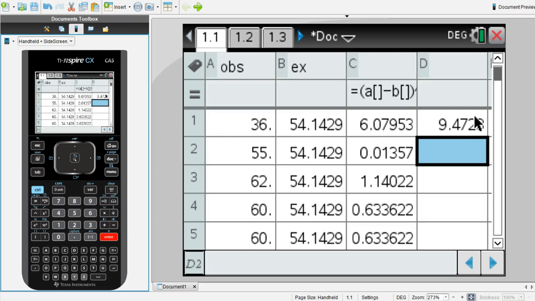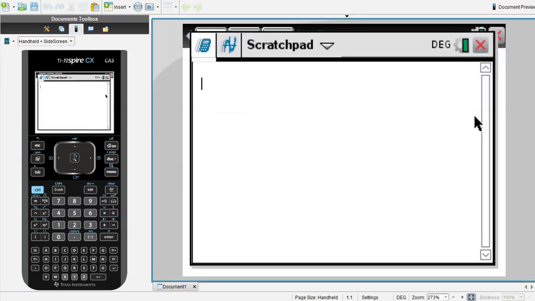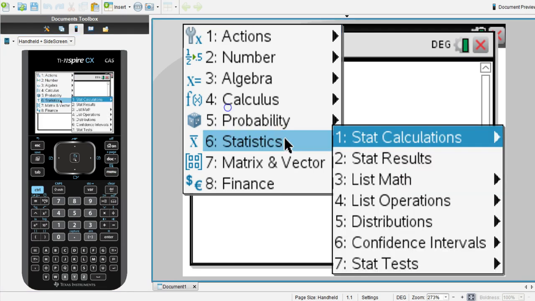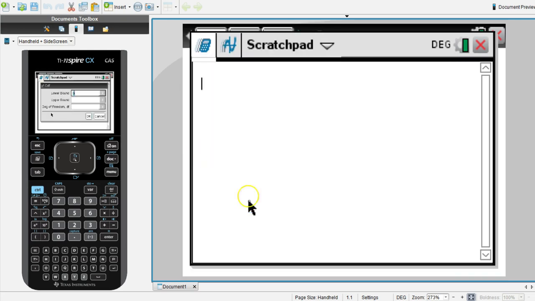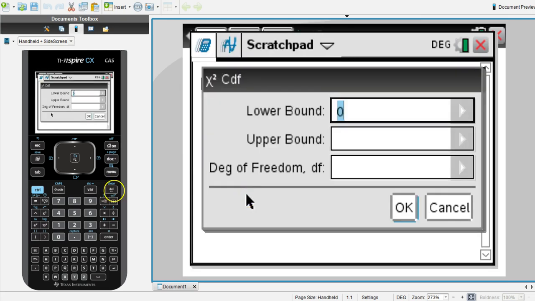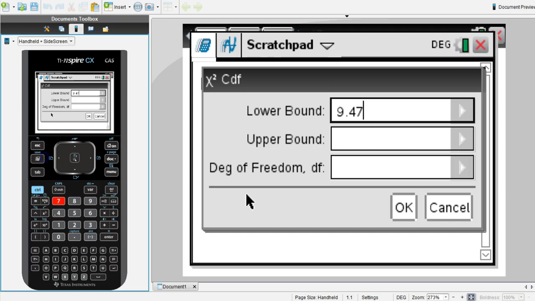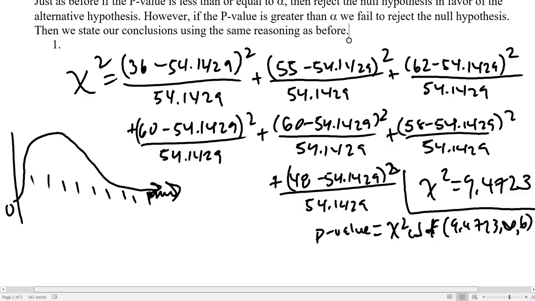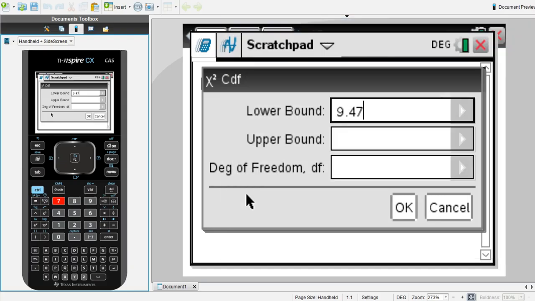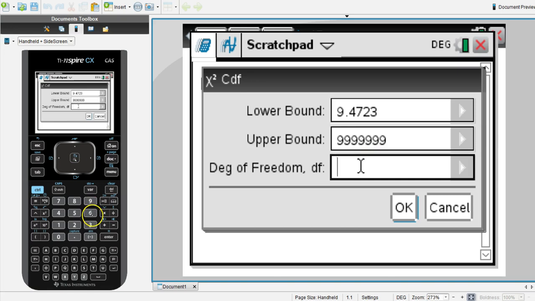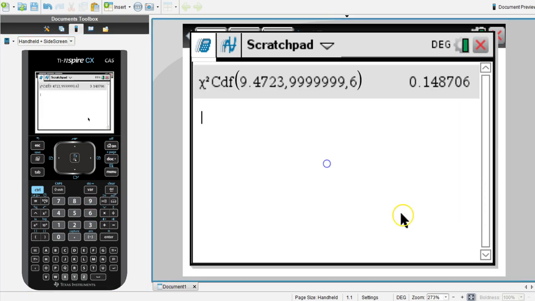I'm going to do that on the scratch pad here. So where was it? Chi-squared, menu, statistics, distributions, chi-squared CDF. Our lower bound was the 9.4723. All right. Upper bound, a bunch of 9s. Degrees of freedom, 6. Our p-value is 0.1487.